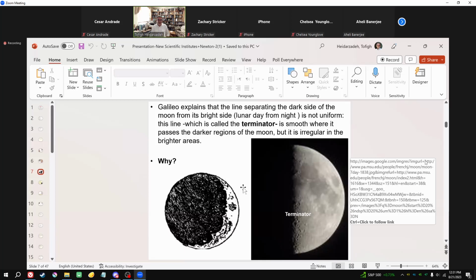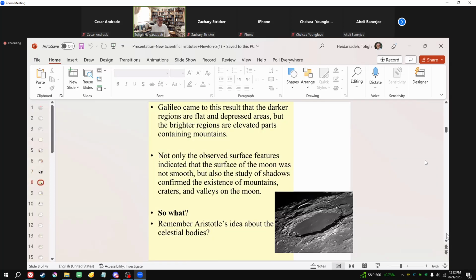And then when Galileo started to explain it, then little by little, people started to match the observations with geometry, with mathematics, and then find out that the surface of the moon was not smooth. This image that you see here is obviously with modern telescopes from space probes, actually, when they approach the moon.